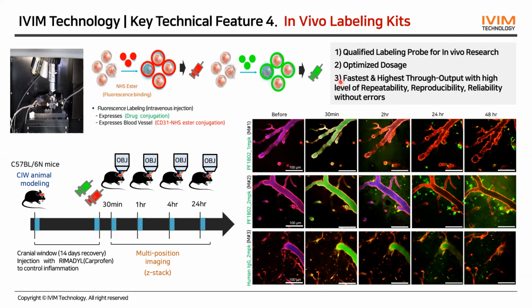So just by IV injection to the mouse model, then 2 hours later, a clear fluorescence signal on the specific target cell comes out in vivo. So users don't need any additional optimization for in vivo trials.